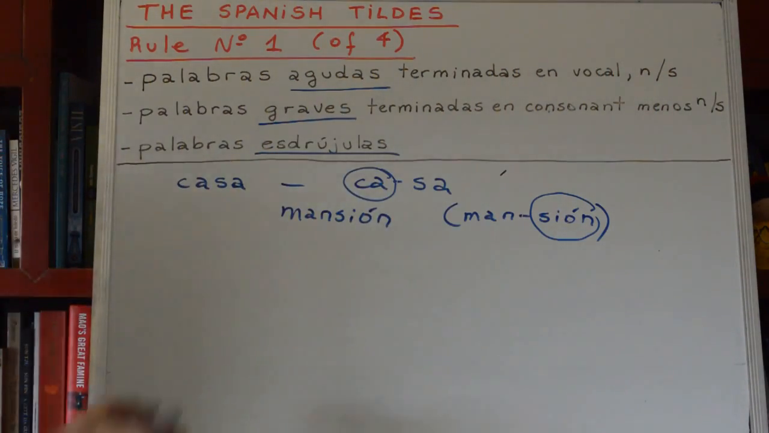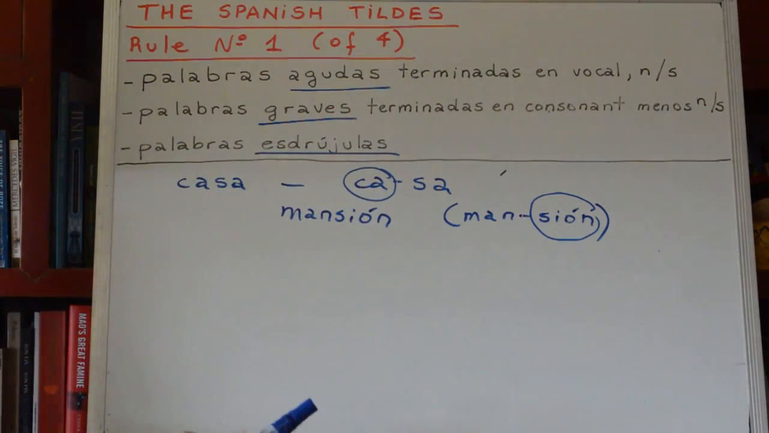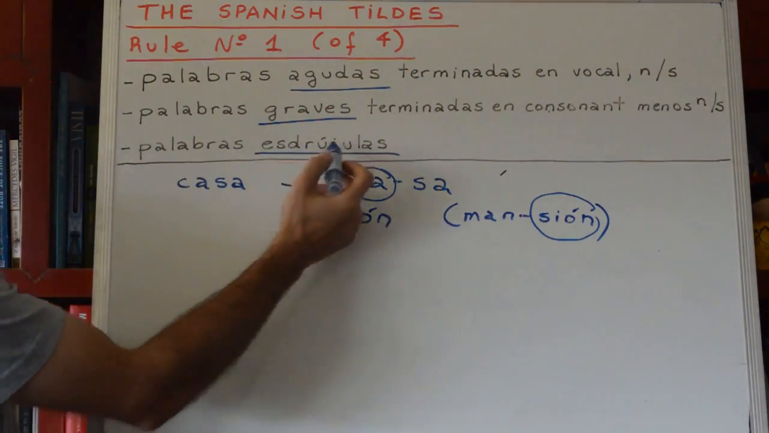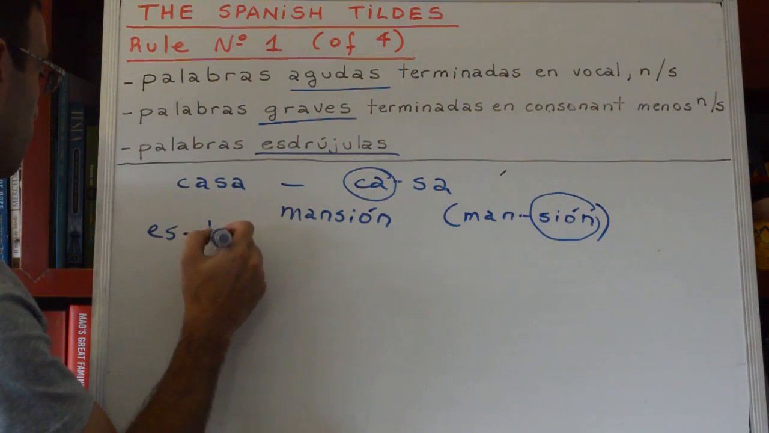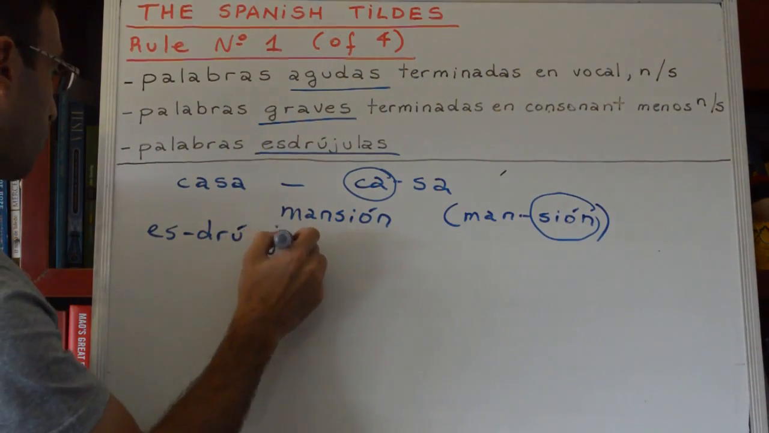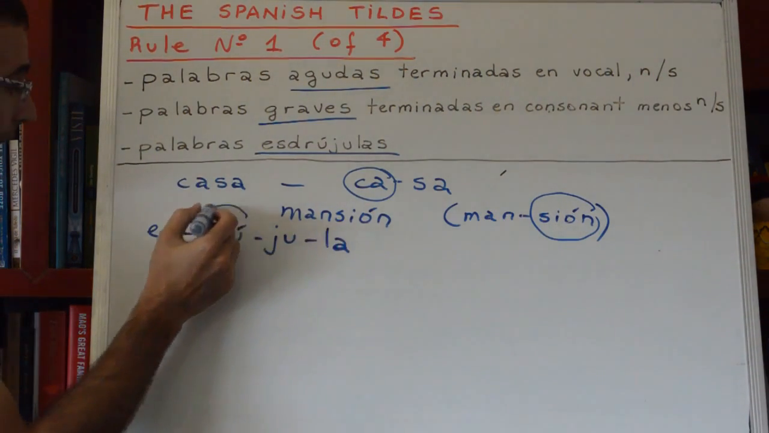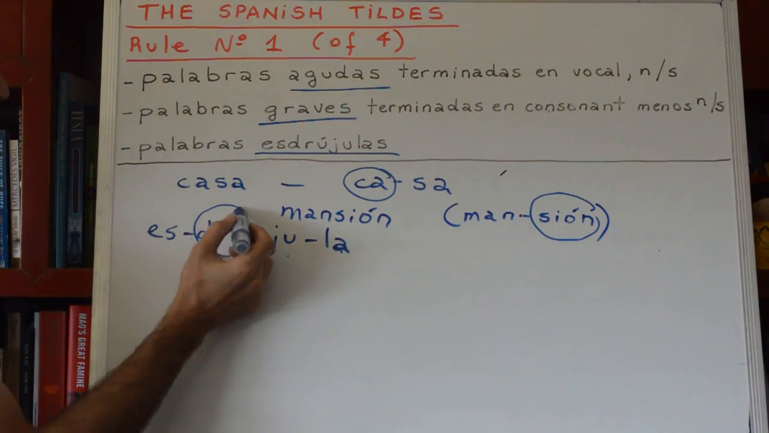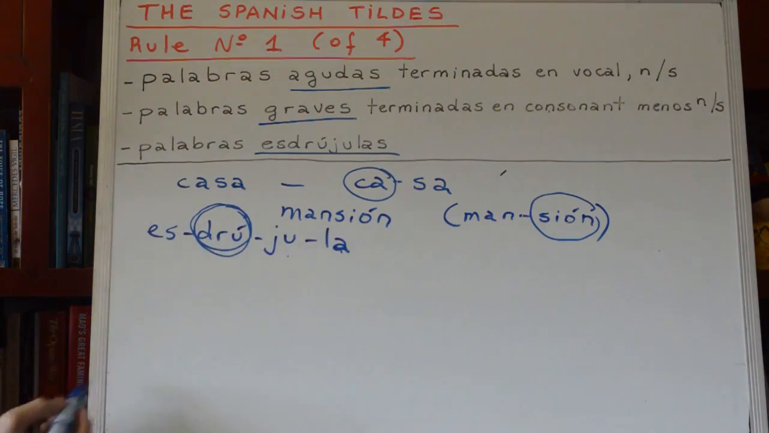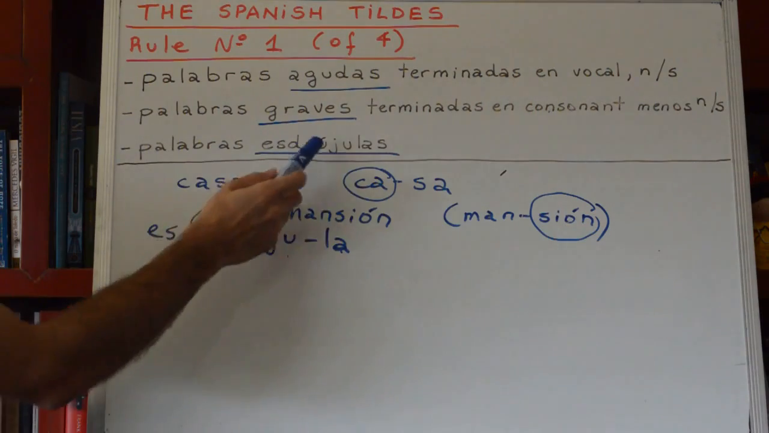And which are esdrújulas? That means that the accent goes in the last but 2. So for example, actually the word esdrújula is esdrújula. I'll show you. The accent is in last but 2. This is the last but 1, this is the last but 2, okay? So this word is esdrújula, esdrújulas.